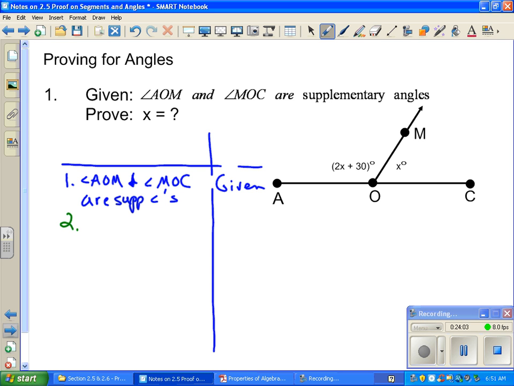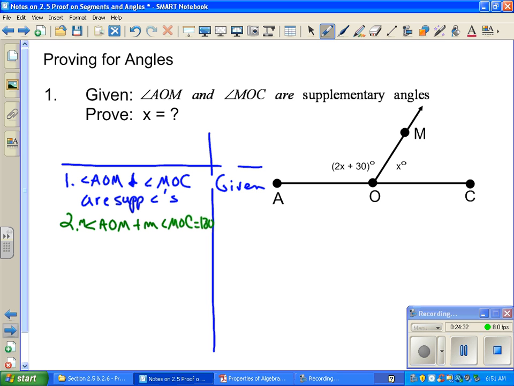Now, what does supplementary mean? Look at your picture. What does it mean if those 2 angles are side by side? Right, they're on a straight line. They make an actual 180 degrees. So the measure of angle AOM plus the measure of angle MOC is equal to 180. We know that because we've been doing that. We've added 2 angles together and get 180. We've added 2 angles together to get 90 for complementary.